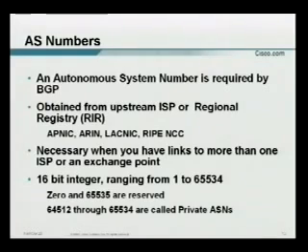So an AS number is necessary when you have links to more than one ISP, or you have a link to an exchange point. AS numbers are 16-bit integers. They range from 1 to 65534, 0 and 65535 reserved, and 64512 through 65534 are private AS numbers.